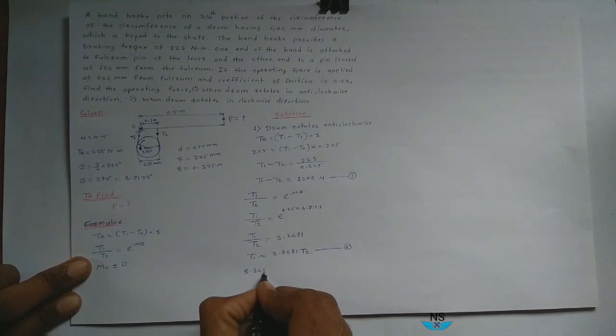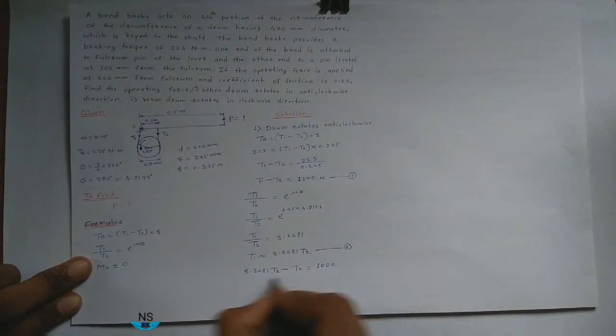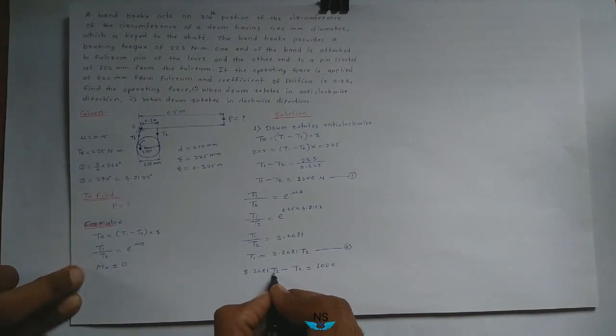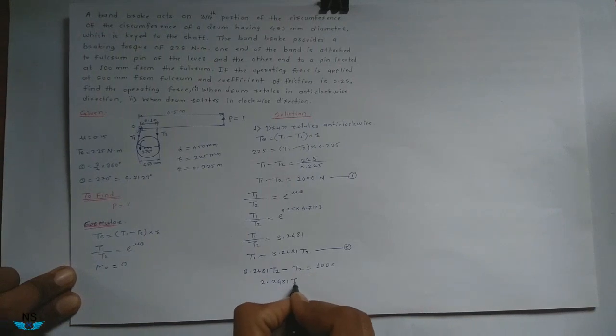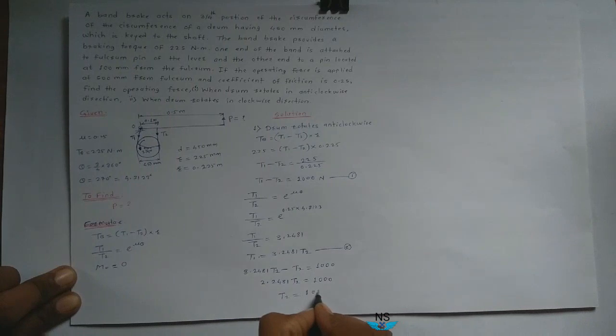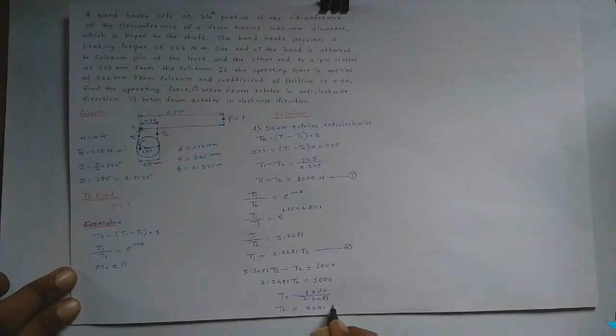Put this value of T1 in equation 1. So 3.2481 T2 minus T2 is equal to 1000. So 3.2481 T2 minus 1 T2, so 2.2481 T2 is equal to 1000. So T2 is equal to 1000 divided by 2.2481. So T2 is equal to 444.8169 Newton. This is the value of T2.